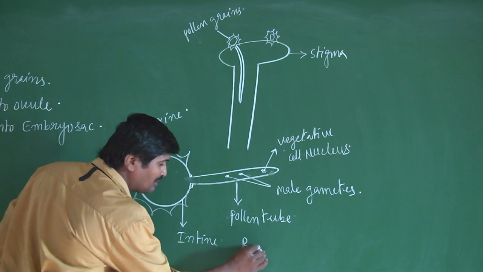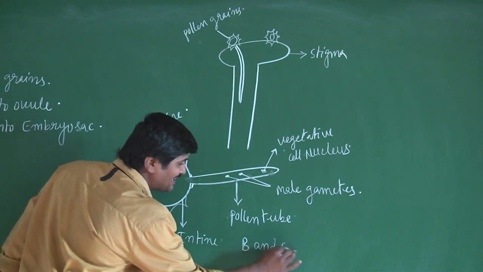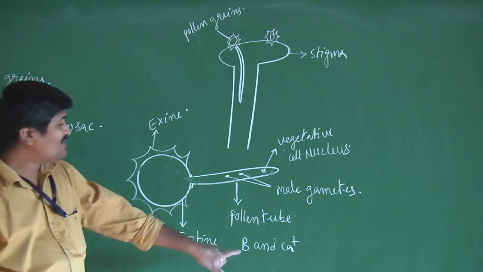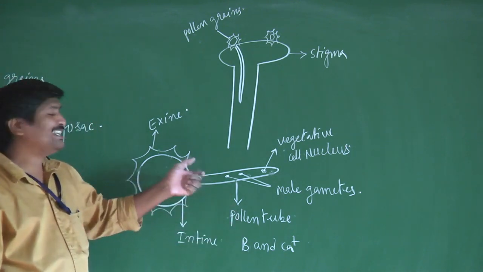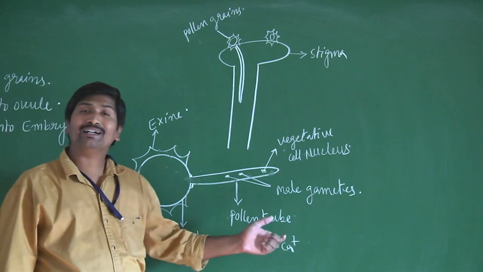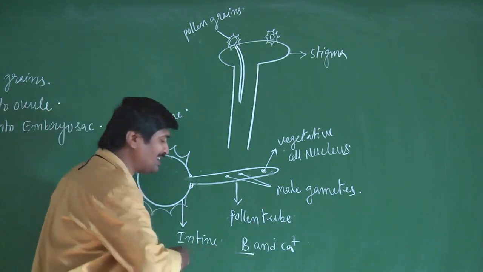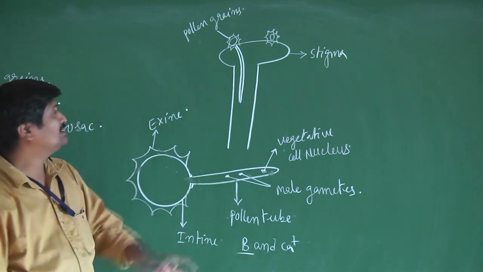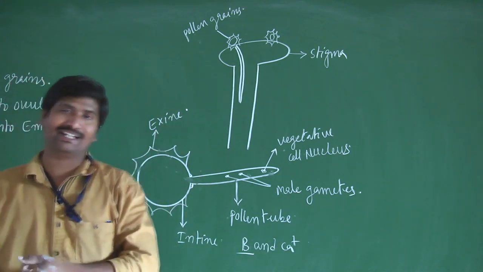One is boron, another one is calcium. These two elements are required for the germination of the pollen tube. Boron and calcium. The larger amount is boron. A little bit of calcium is also required for the germination of the pollen grains.